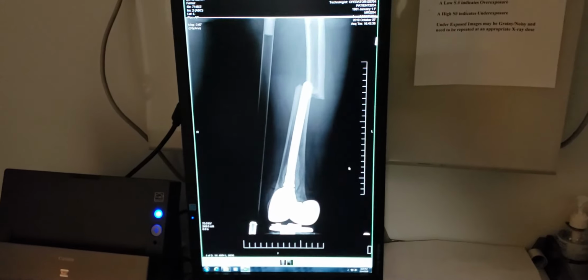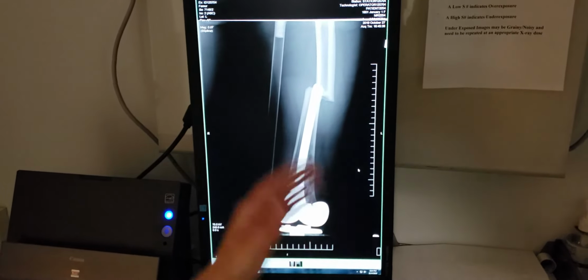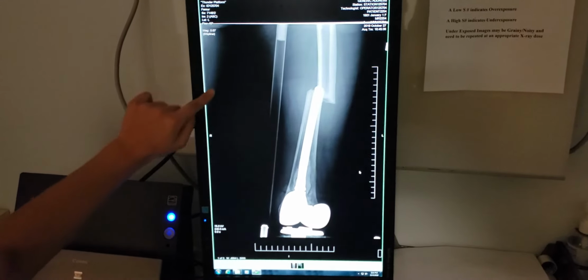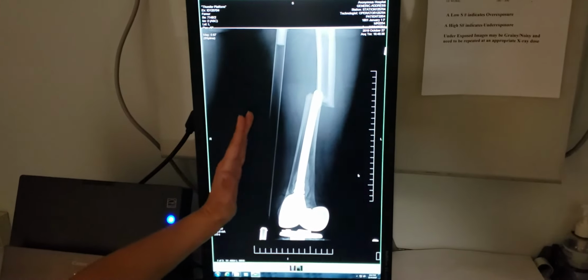The image is collimated, but I feel it could have been collimated a little bit better. They could have gone in more. We didn't necessarily need, you could see soft tissue of the right leg here. We didn't need that, so we could have gone in a little bit more.